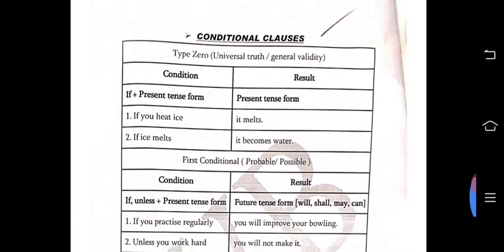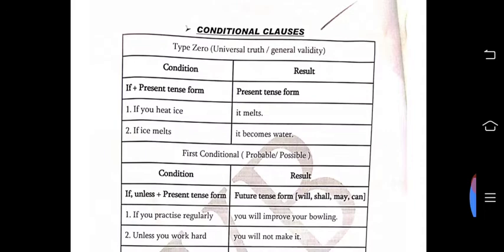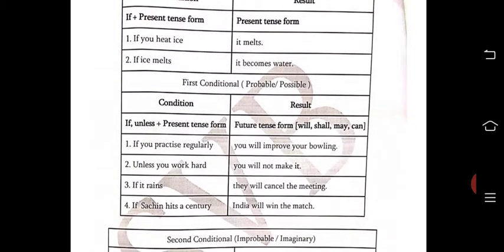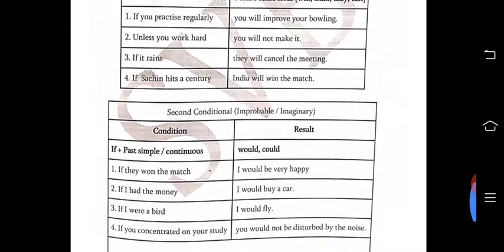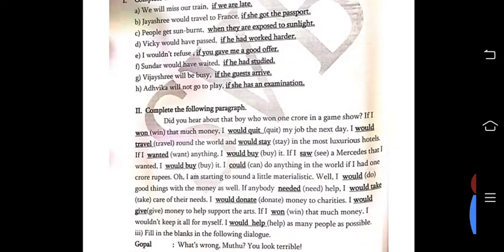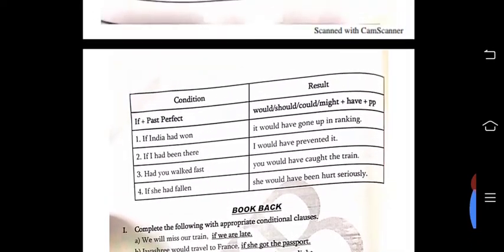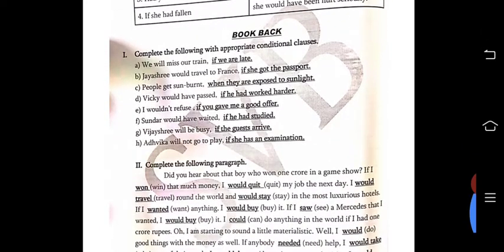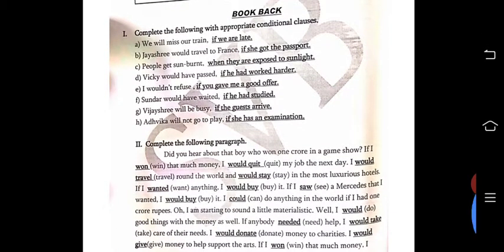Okay? So see. So this is what I have said. Zero conditional, condition clause 1, condition clause 2, and then condition clause 3. Okay? So this is what we have given in our school material. Okay. You can take your material and just listen.